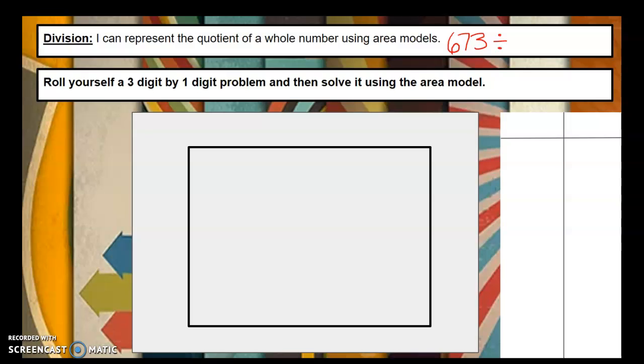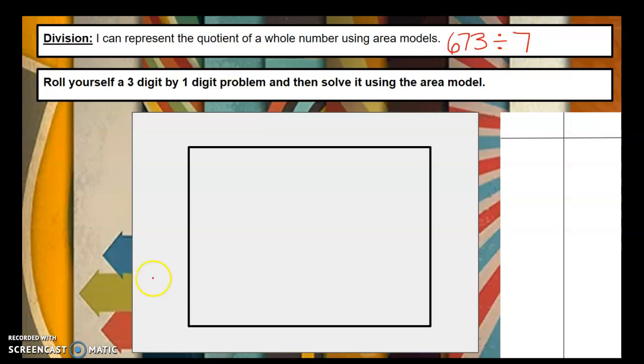going to roll it again because anything divided by 1, if I got a 1, it'd be 673. That'd be easy. All right, so anything divided by 1 is itself. It's the same answer. So if I get that, I want you to roll again. Oh, and it's by 7. Good, this is a harder problem.